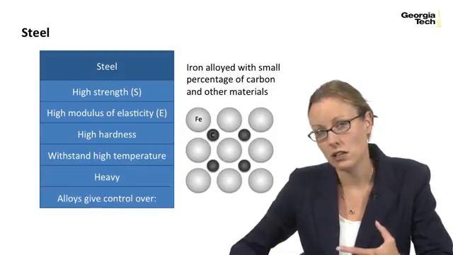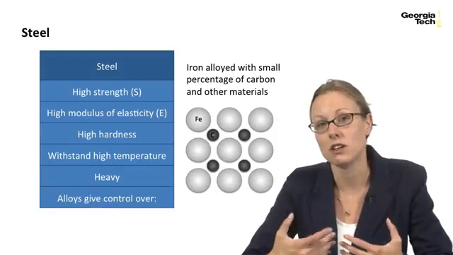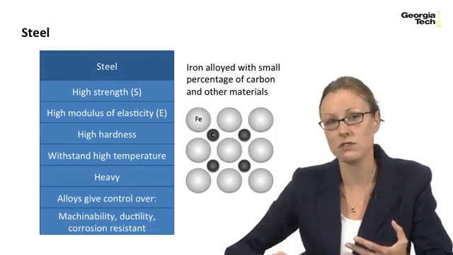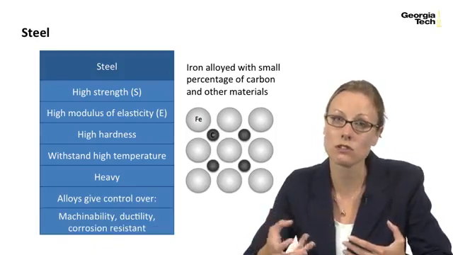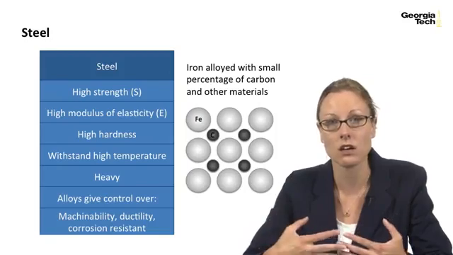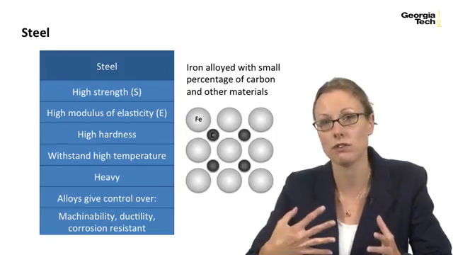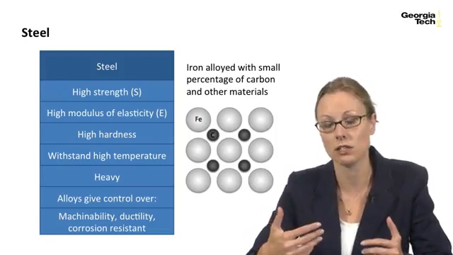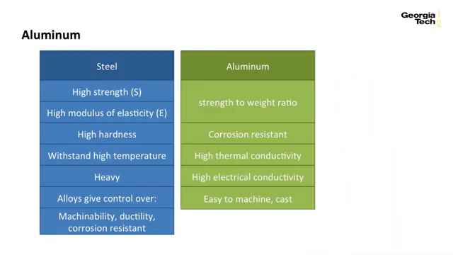And then the other nice thing about steel is that you can alloy it with a variety of elements, and that gives you control over whether it's corrosion resistant, how easy it is to machine, and how ductile the steel is. So you really can get a lot of different material properties out of steel just by changing your alloying elements.